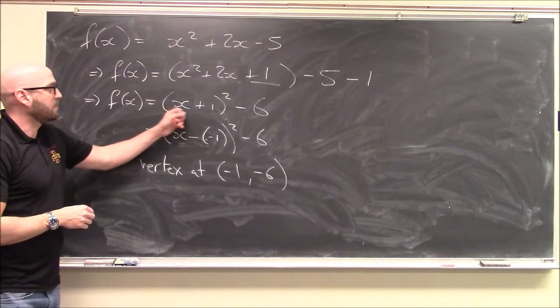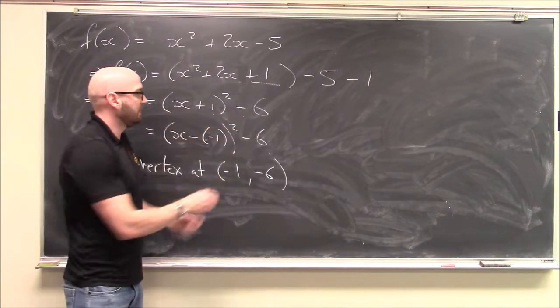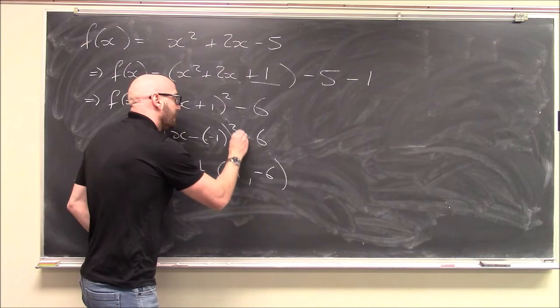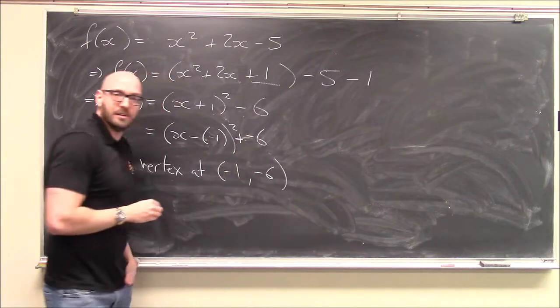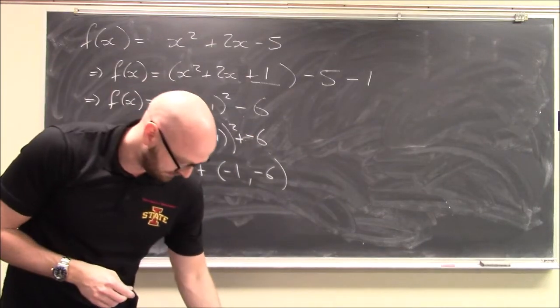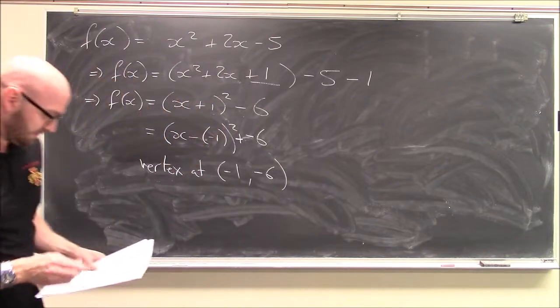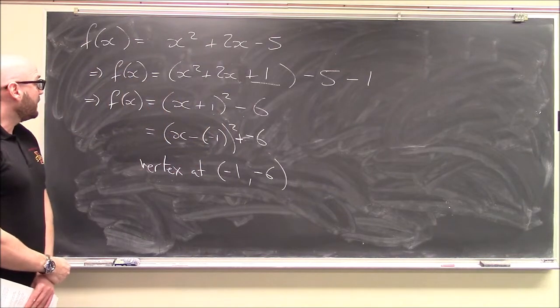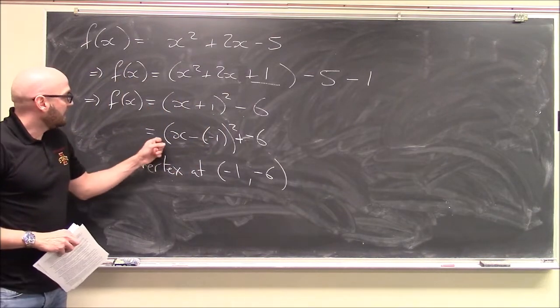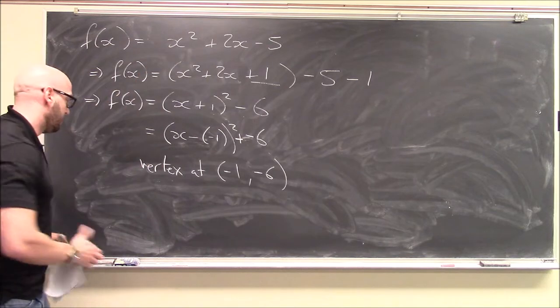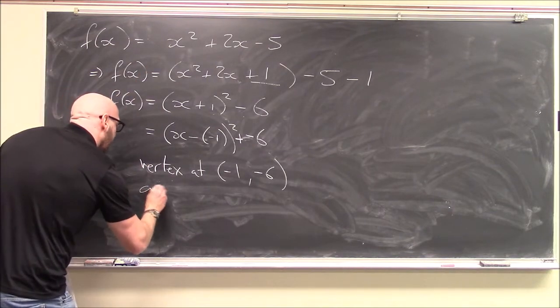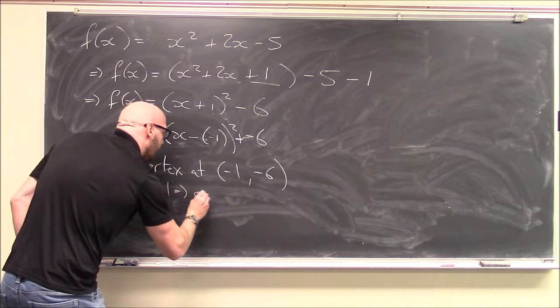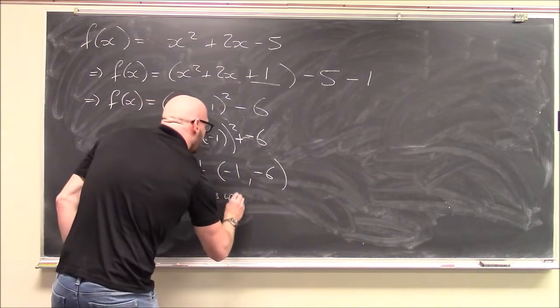Remember it's x minus h plus k, so if I'm going to be very formal here, plus -6. So there's my vertex. Again, I know a is 1, it's positive, so it opens upwards.